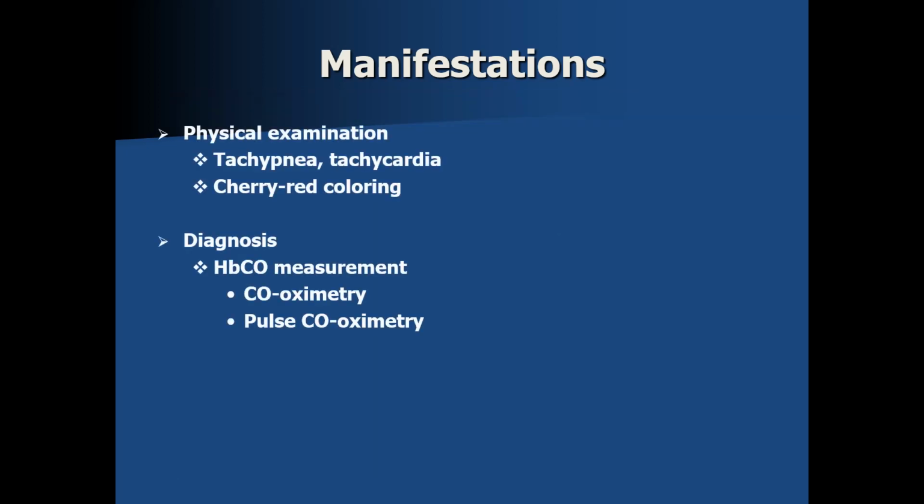On physical examination, a patient with carbon monoxide poisoning is likely to show tachypnea and tachycardia, possibly a cherry red coloring. The diagnosis of carbon monoxide poisoning must be achieved by measuring the carboxyhemoglobin level, and this can be done with standard co-oximetry, and it can also be detected by currently available pulse co-oximeter monitors, and all emergency rooms should be equipped with these to detect carbon monoxide poisoning.